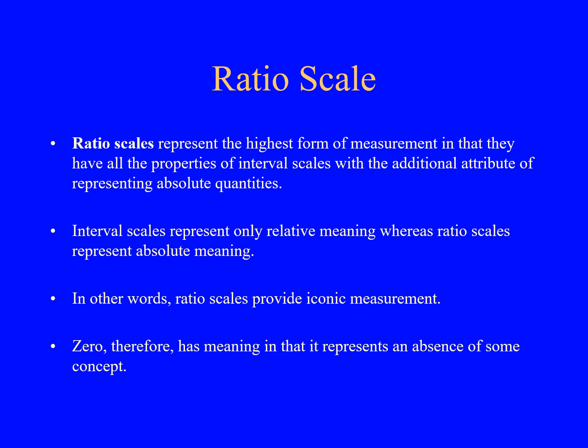Ratio scale. Ratio scales represent the highest form of measurement in that they have all the properties of interval scales with the additional attribute of representing absolute quantities. Interval scales represent only relative meaning, whereas ratio scales represent absolute meaning. In other words, ratio scales provide iconic measurement. Zero therefore has meaning in that it represents an absence of some concept.